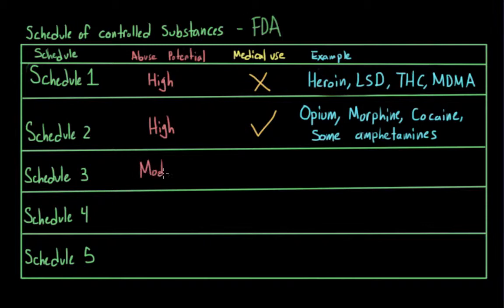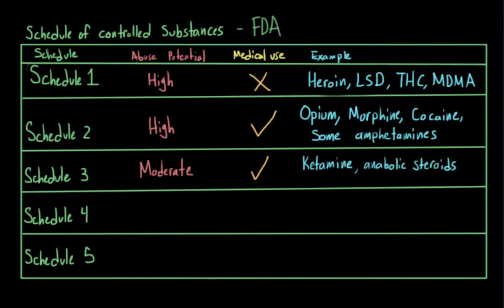Schedule 3 drugs are drugs that have a moderate abuse potential, less than those in Schedule 1 or 2, and they also have some accepted medical uses. This category includes ketamine, as well as a bunch of anabolic steroids and a number of barbiturates and benzodiazepines.